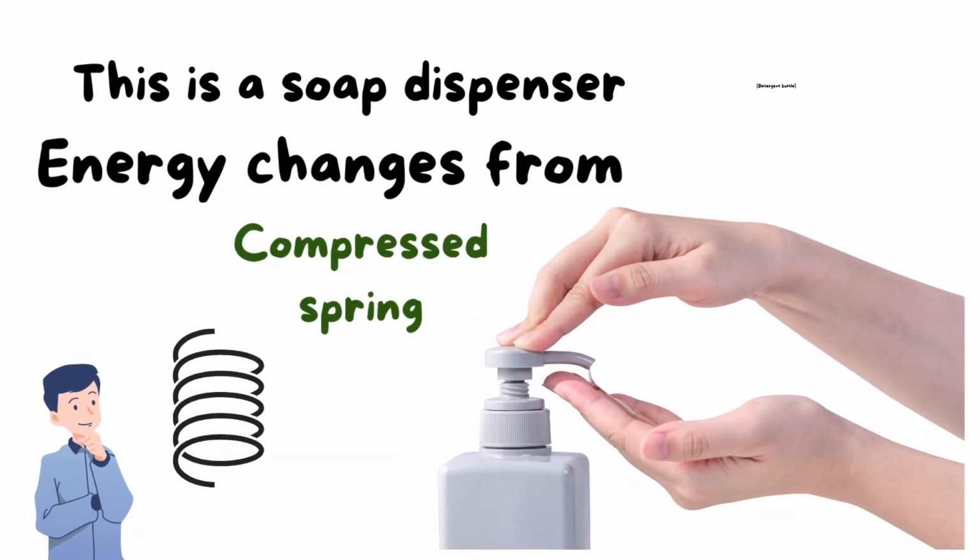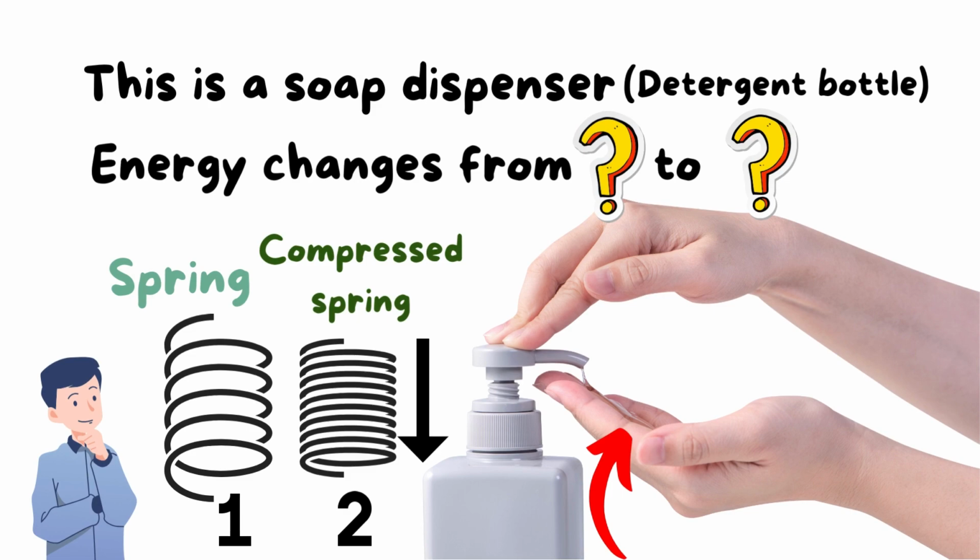Here, as you see, this is a soap dispenser, or detergent bottle. So here the energy changes from what to what? I put this drawing to make it easy for you. Here the detergent cap has what? It has a spring. And when we press this cap, what happens? It is compressed.